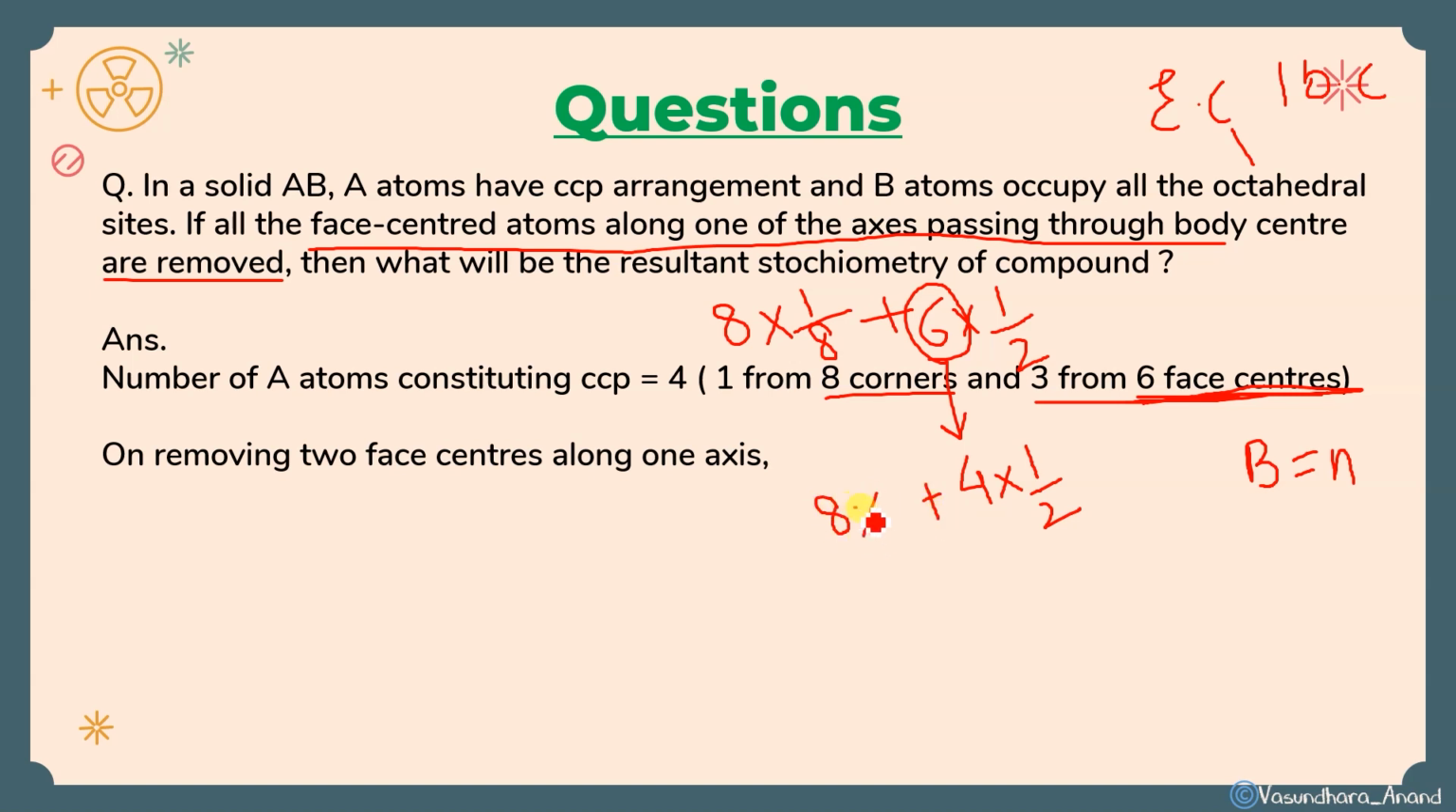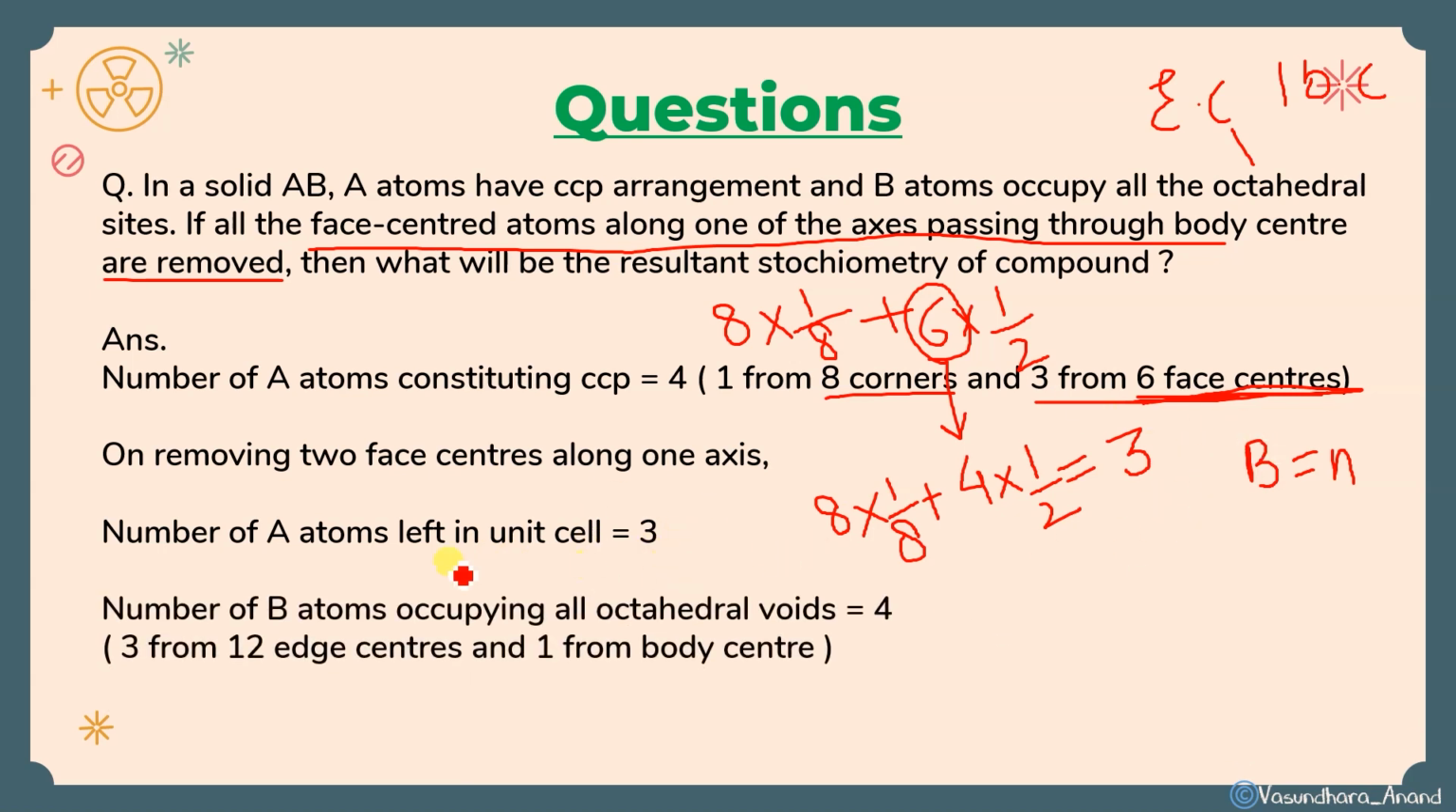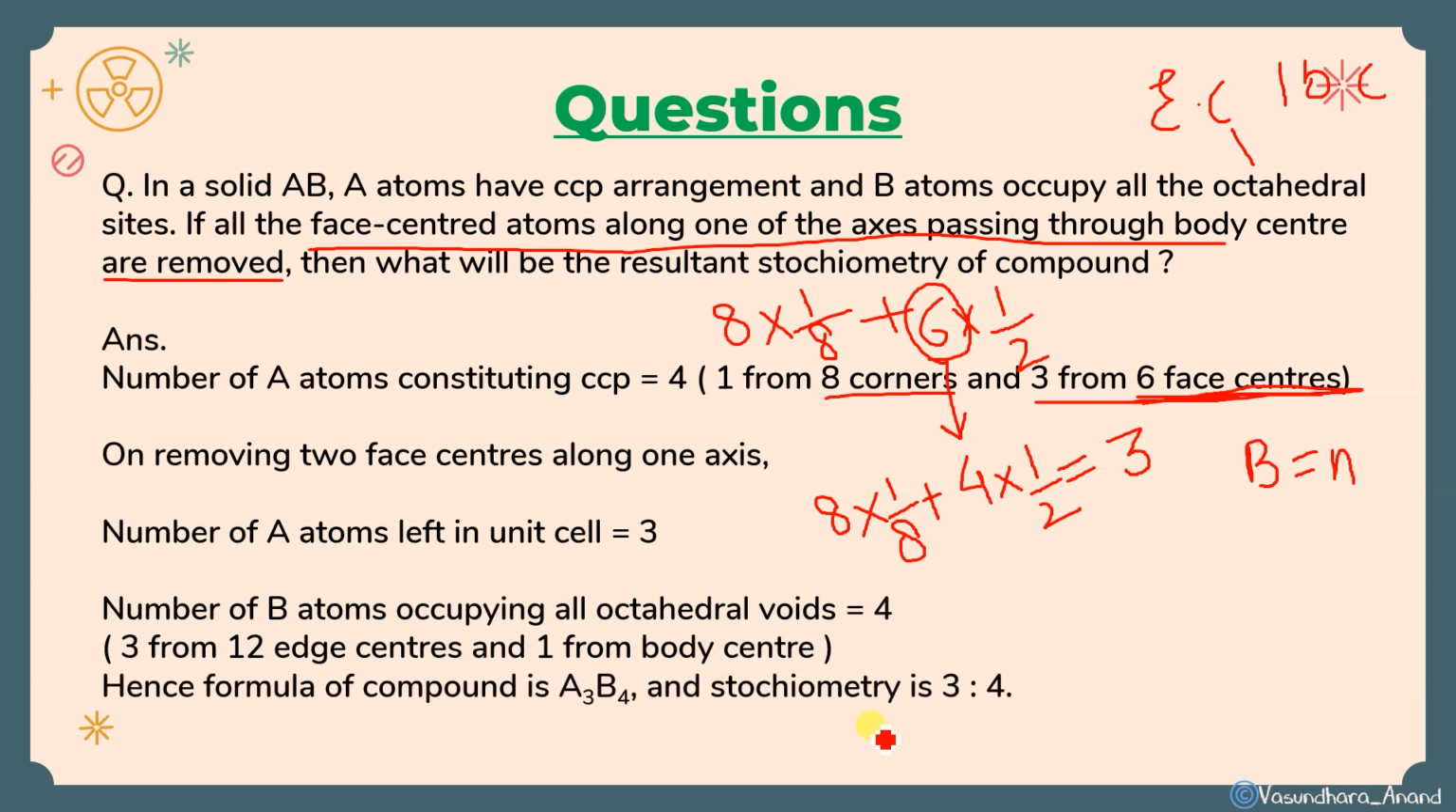So total, although it is CCP, the A will not be equal to 4. What will it become? It will be 3. Got it? Any problem in this? So the formula will be what? A3B4. So here let me show you. This is quite clear. The number of A atoms left in the unit cell, how 3 came, I have explained over here. Yes. And then the number of B atoms occupy all octahedral voids, that is not going to change. So it will remain like that, 4, and the formula will be A3B4. And the stoichiometry is 3:4.